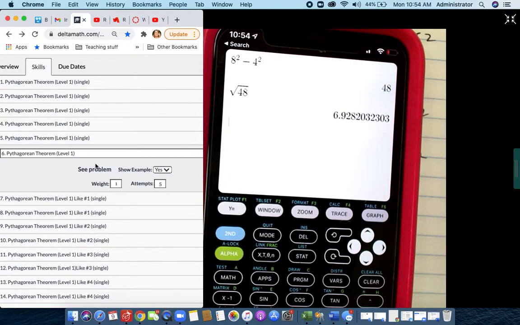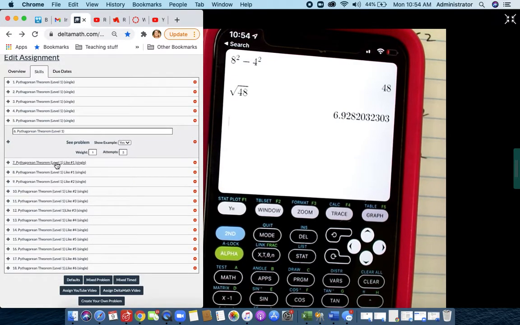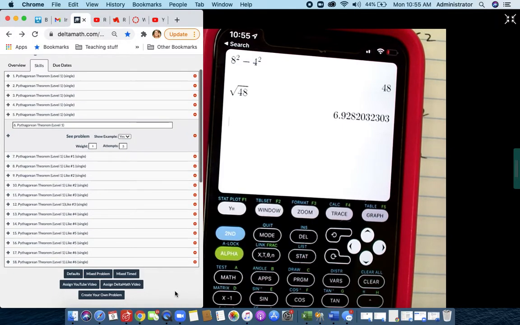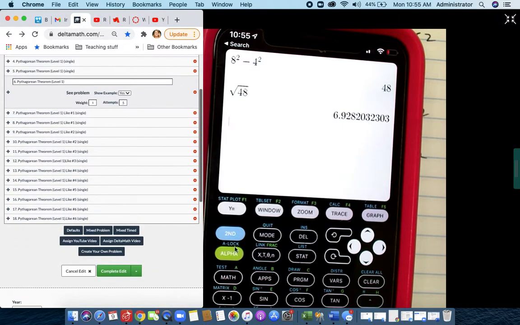All right, so like I said, it's set up so that numbers 7 and 8 are just like number 1. Numbers 9 and 10 are just like number 2, etc. So follow what they're like in your notes to help you out, and let us know if you have any questions. All right, good luck.